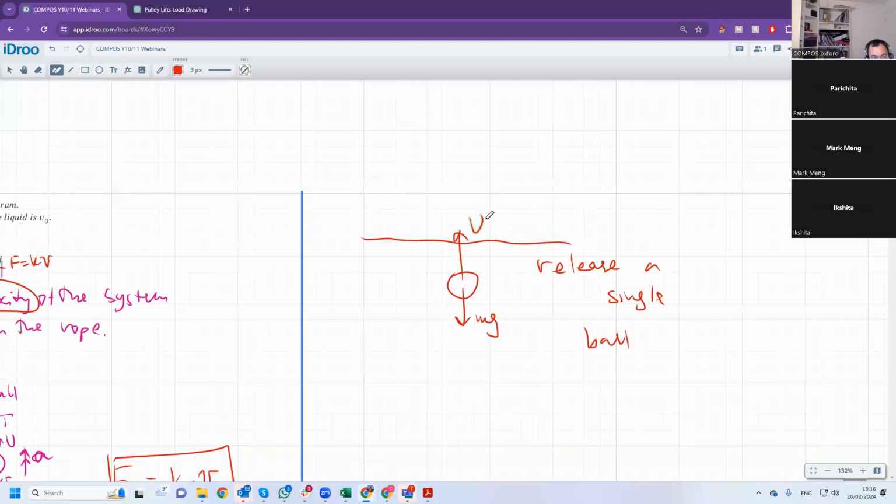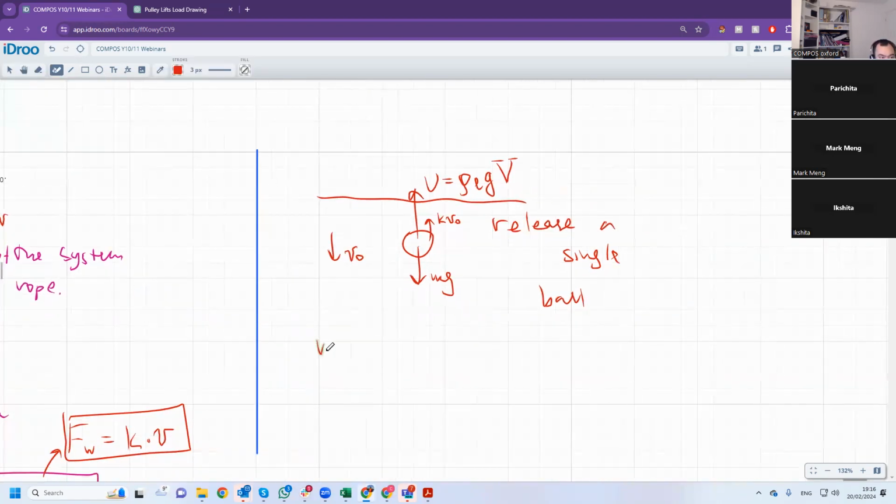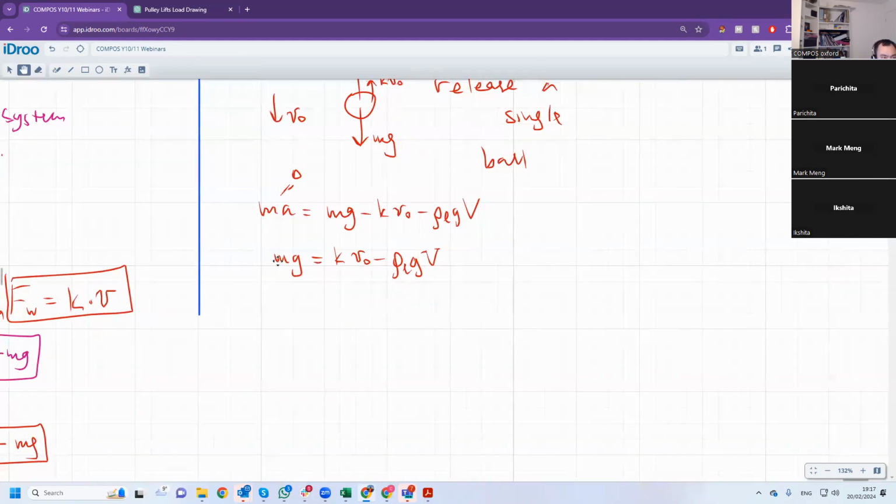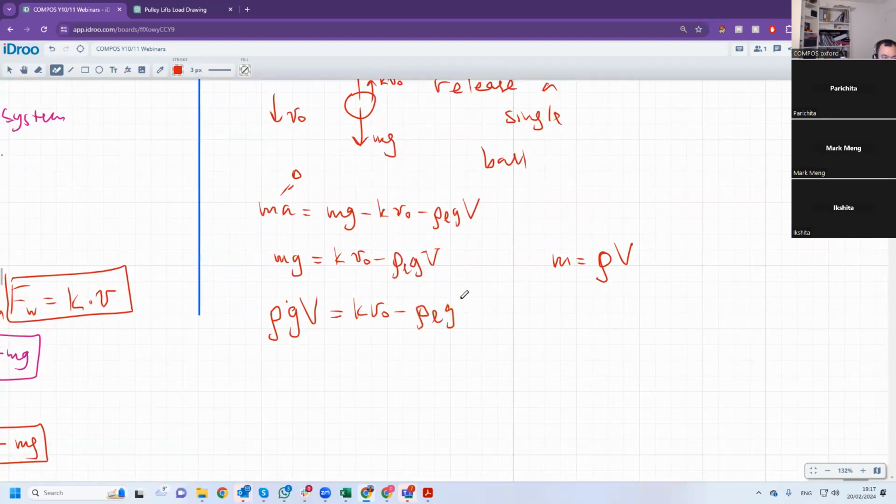Now it has upthrust. Upthrust is equal to density of the liquid multiplied by g multiplied by the volume of the ball. And then there is kV0, because it's falling at V0. And acceleration is 0. So mass times acceleration is equal to mg minus kV0 minus rho L gV. Because this is 0, we can say that mg is equal to kV0 minus rho L g times the volume. But then remember that the mass is the density of the ball times the volume of the ball. So rho gV equals kV0 minus rho L gV.